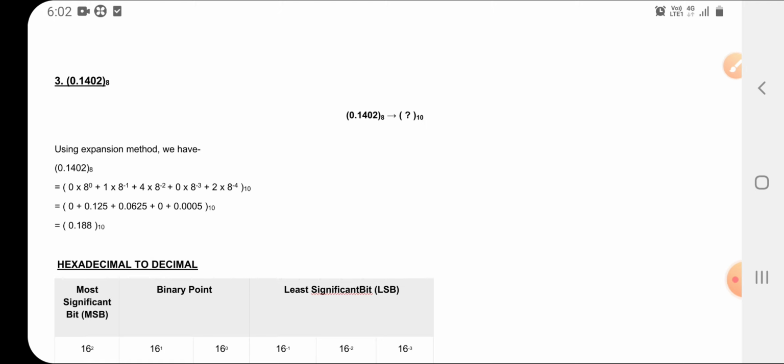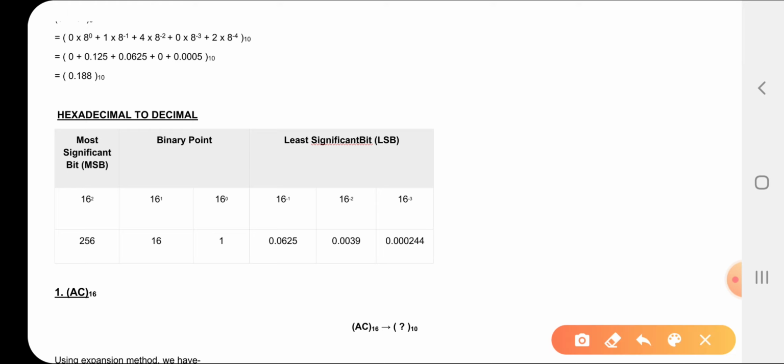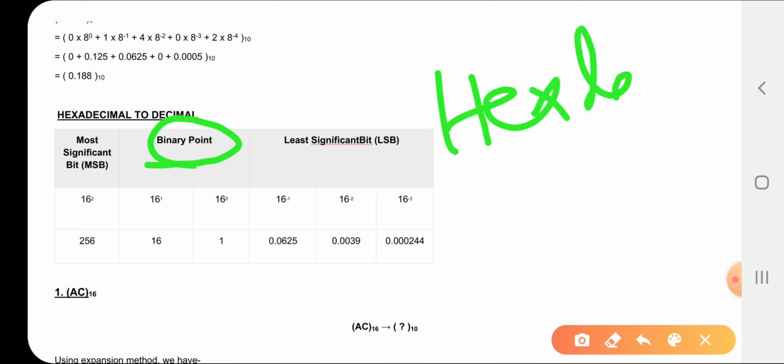Okay, so this is octal to decimal conversions. And the next one is hexadecimal to decimal. Okay, same thing, you should know the positional value. So here also I have made a mistake. It is not a binary point, it is a hexadecimal point.